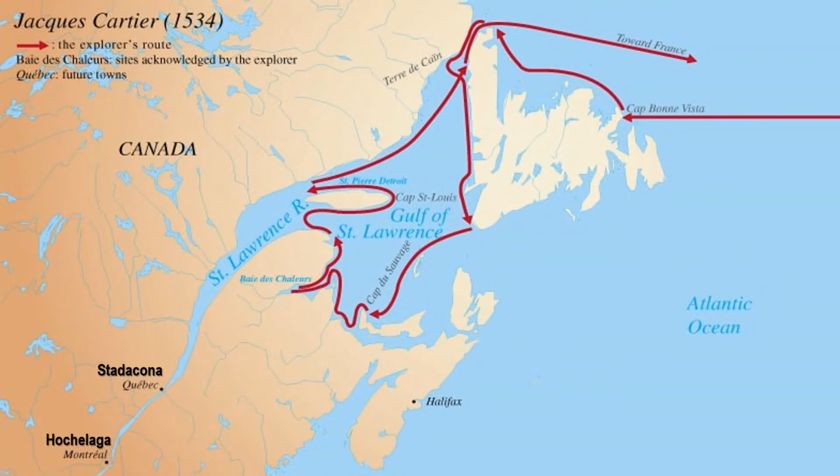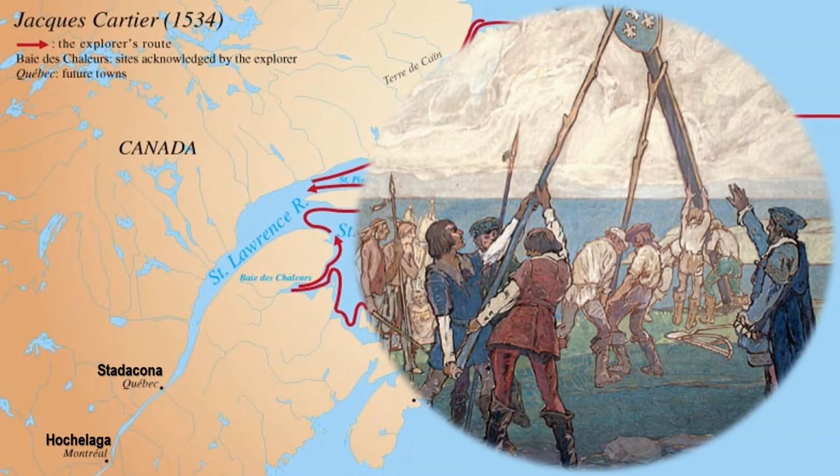So this is a map which shows you the basic route that Jacques Cartier took in 1534 during his first voyage. And you can see that he sails around Newfoundland, essentially in some of the same areas that the Vikings had been centuries earlier. But then he also sailed up the St. Lawrence River, and there he encountered various indigenous tribes. And this was really going to subsequently be the focus for French exploration and an attempted French colony in the years to come.